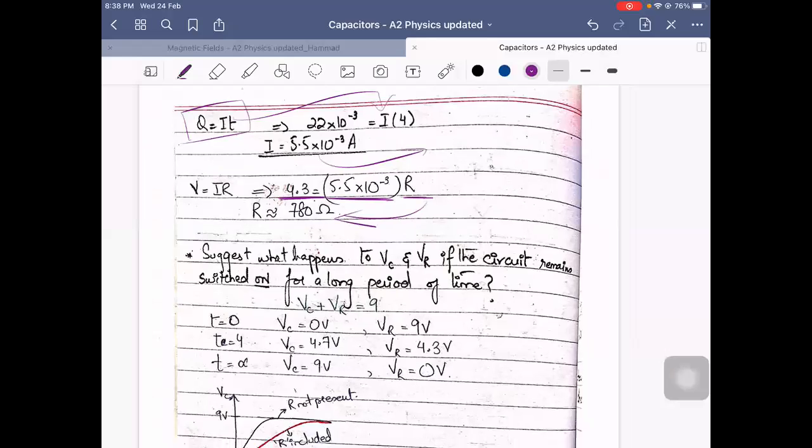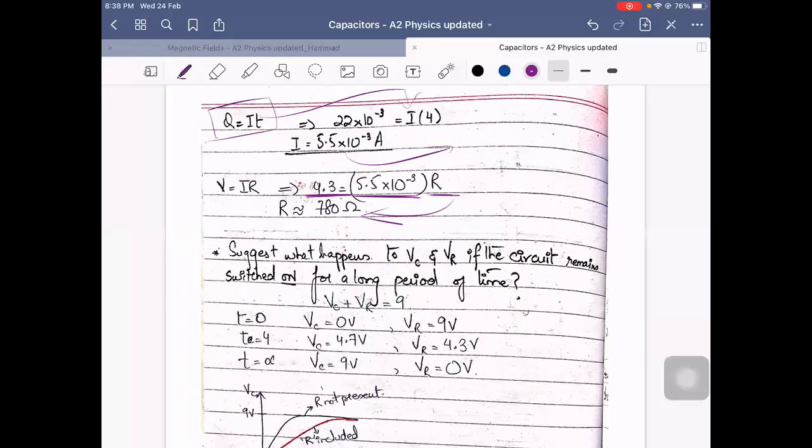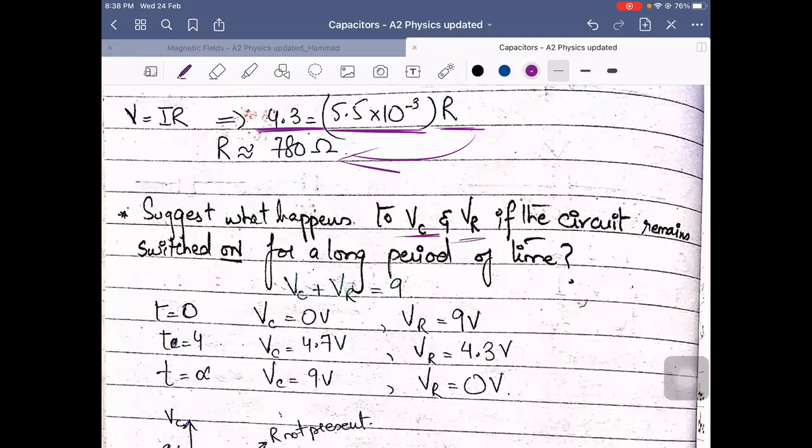The next part asks: suggest what happens to the voltage of the capacitor and voltage of the resistor if the circuit remains switched on for a long period of time. Initially, when the time was 0, meaning you had just started off your circuit, the resistor would consume all of the voltage, whereas the capacitor takes time to charge. So there was 0 volts.